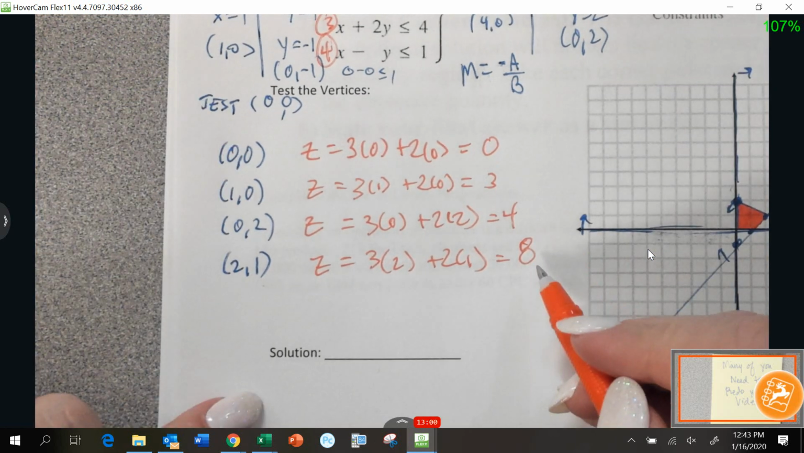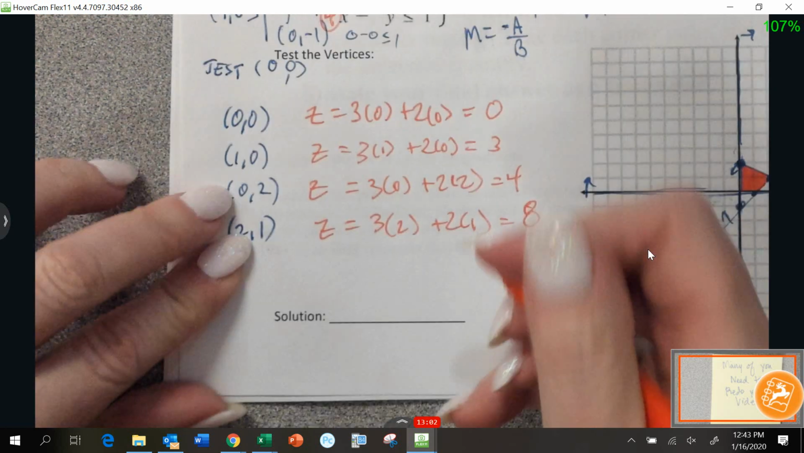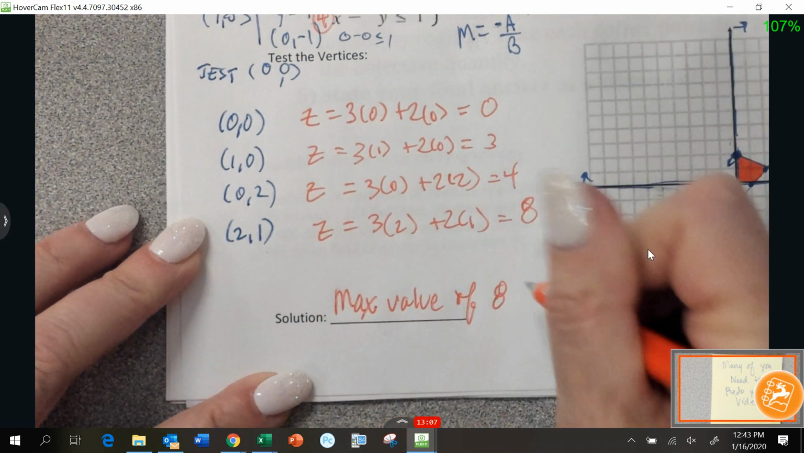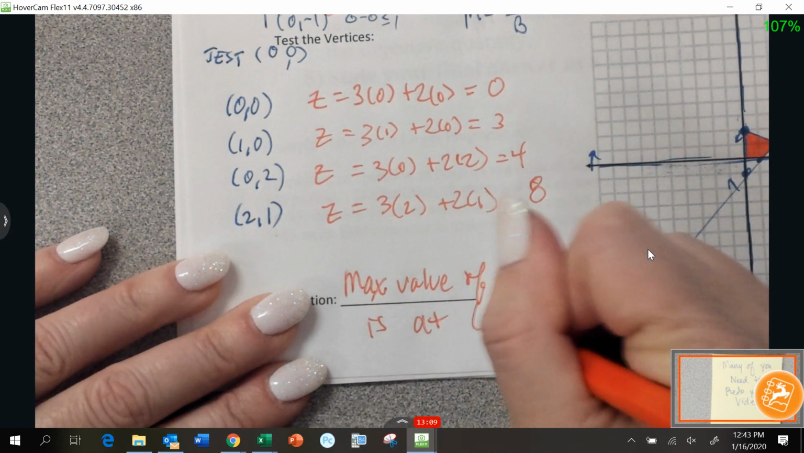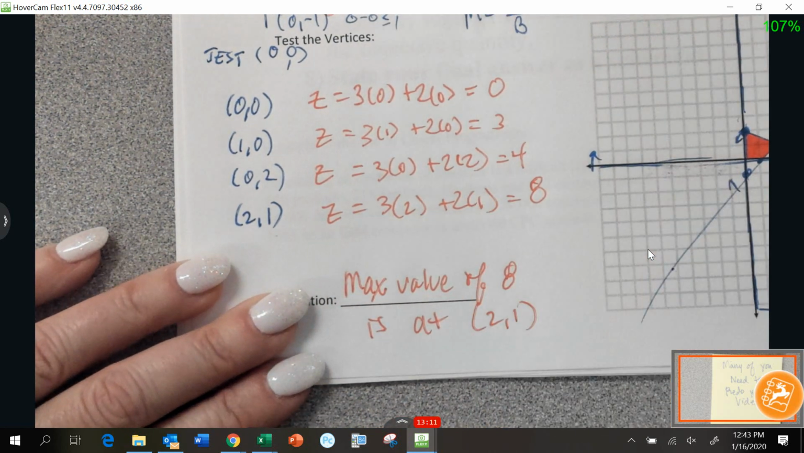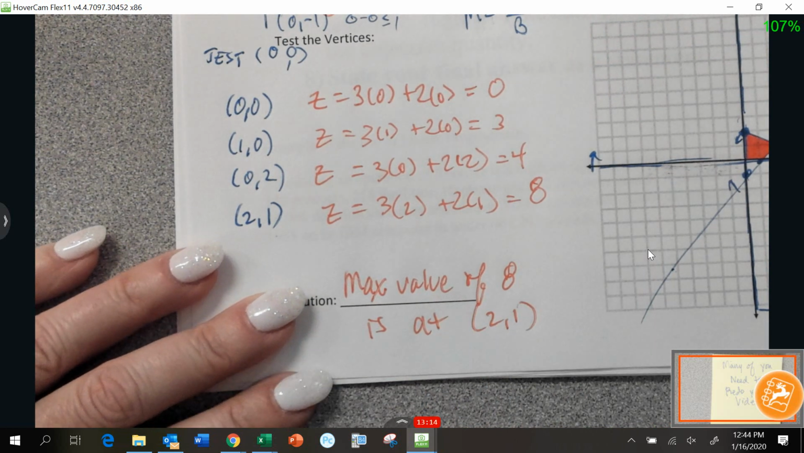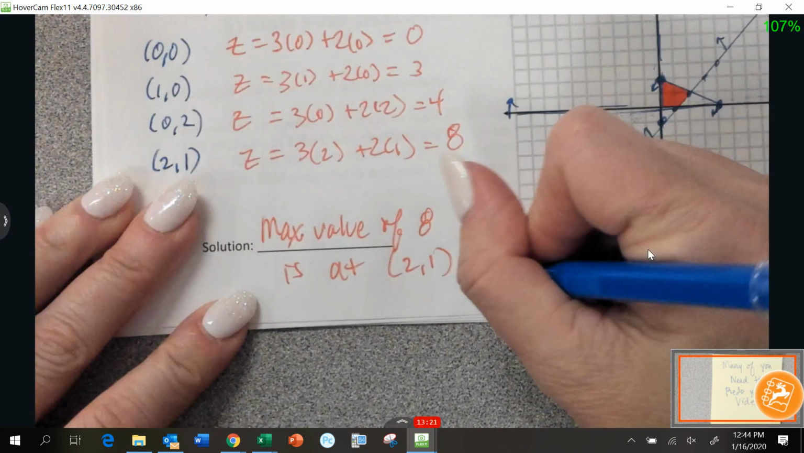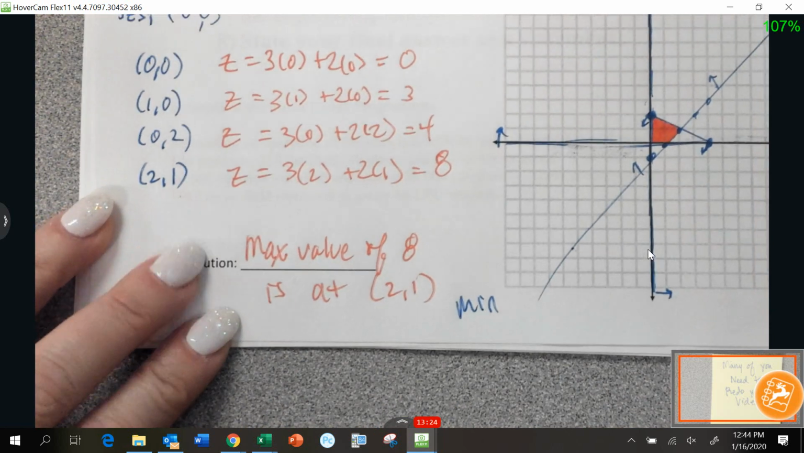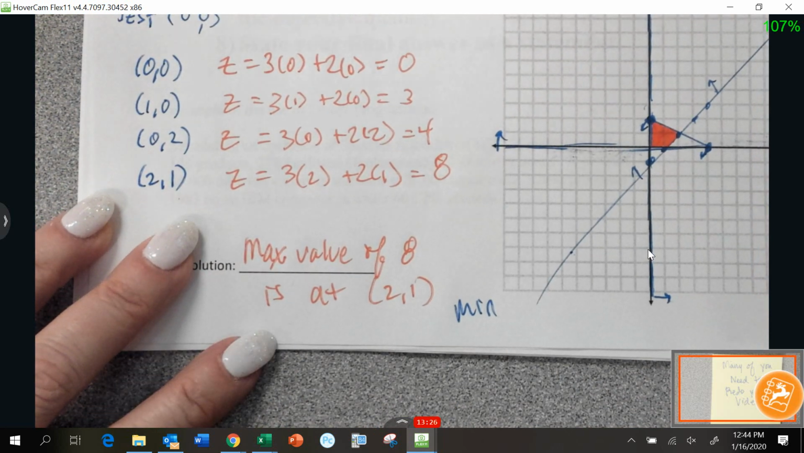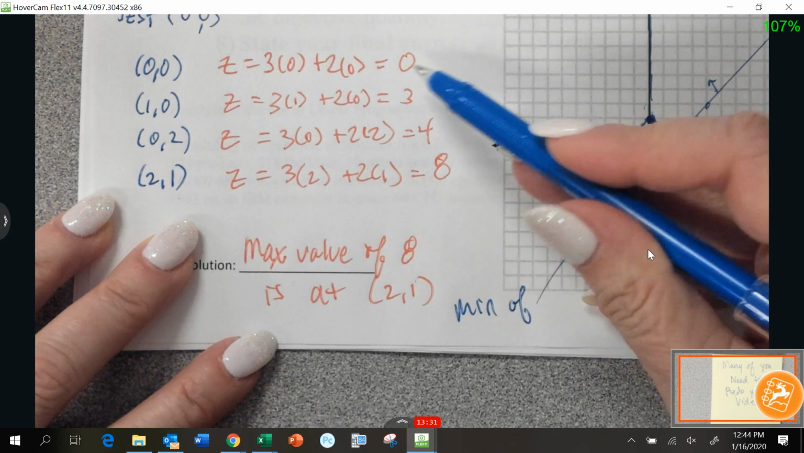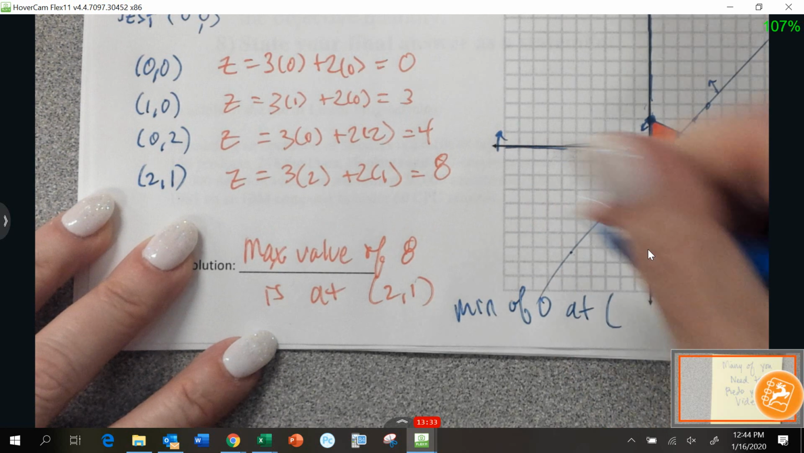And which ordered pair gave us 8? So you would say the max value of 8 is at 2, 1. In the assignment, it also asks for the minimum value, which this example doesn't have. But if I wanted to know the minimum value, what would be the minimum value and where would that be? The smallest number is 0, at the point 0, 0.